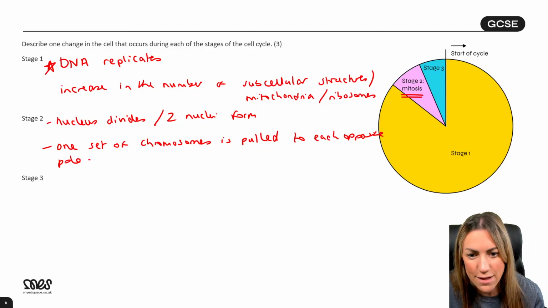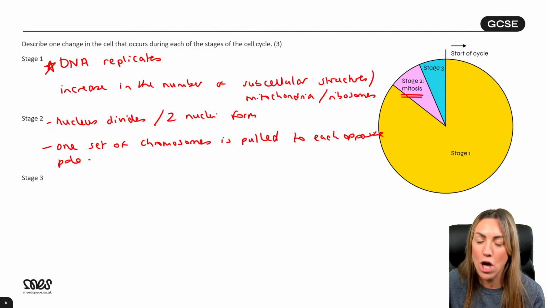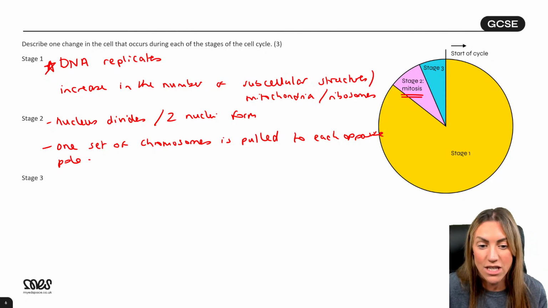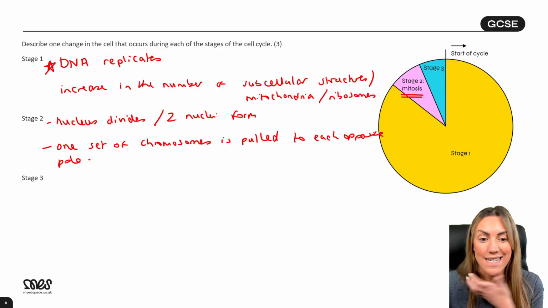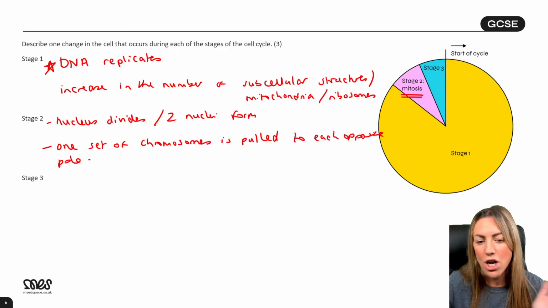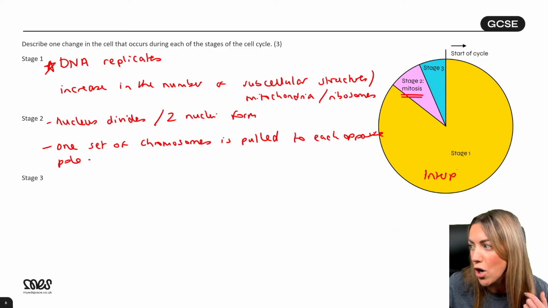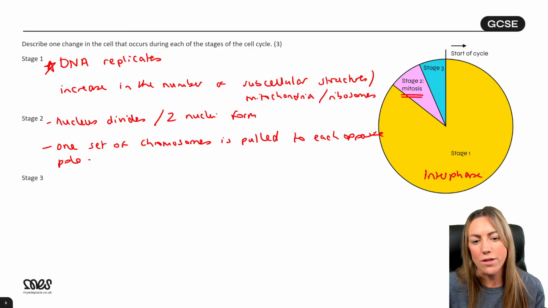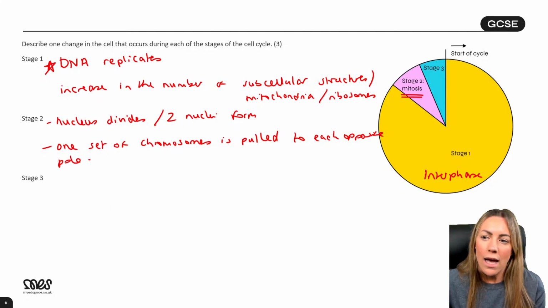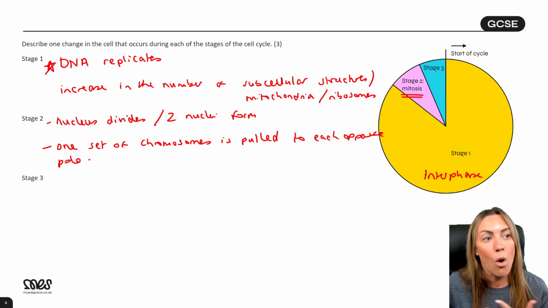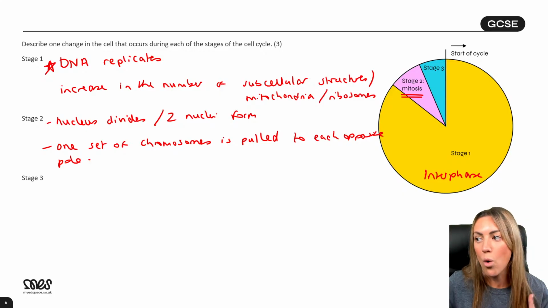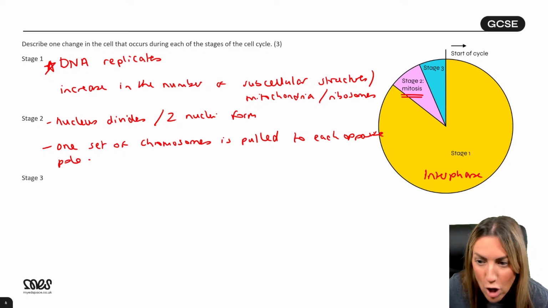Can you just say interphase for stage 1? For AQA, no, not for this question, because it said describe one change in the cell that occurs. It didn't ask you to name the stage. You are correct. It is called interphase, stage 1. So if you know that, well done. But you're not describing what happens then, are you? You're just naming it. But yeah, remember, we only need one thing that occurs. So for stage 2, either the nucleus divides or one set of chromosomes is pulled to each opposite pole.